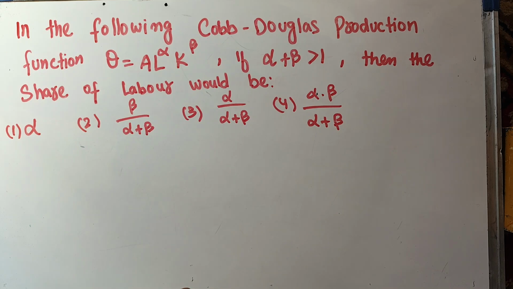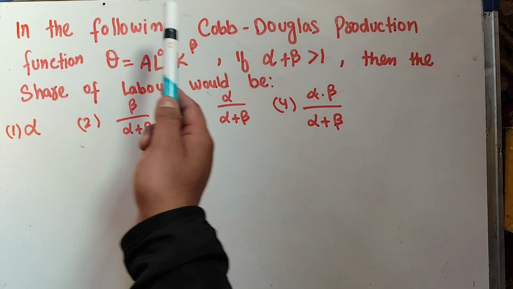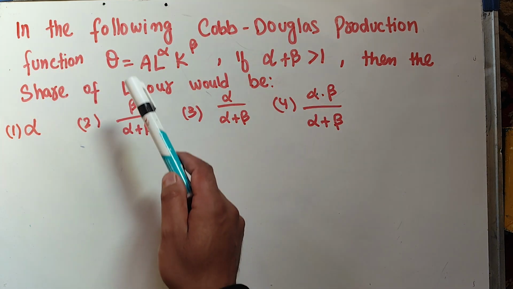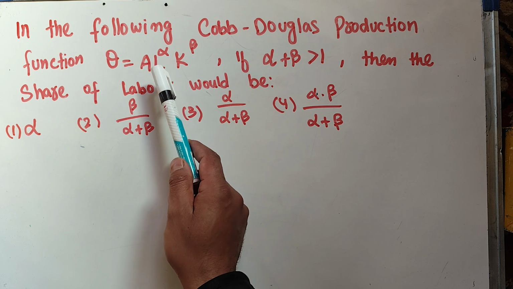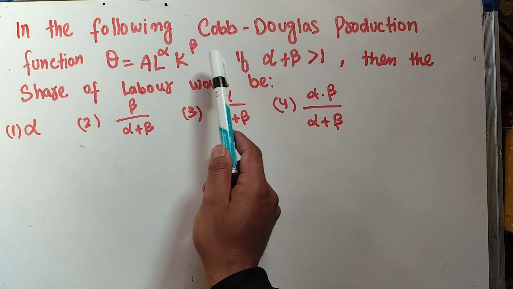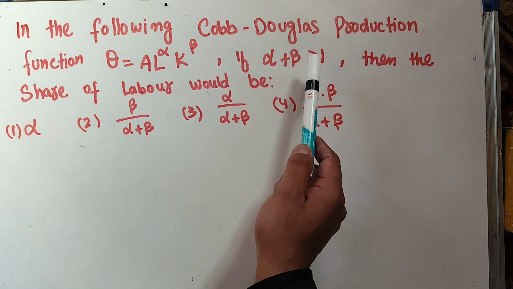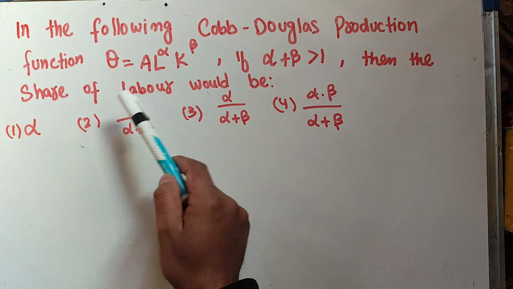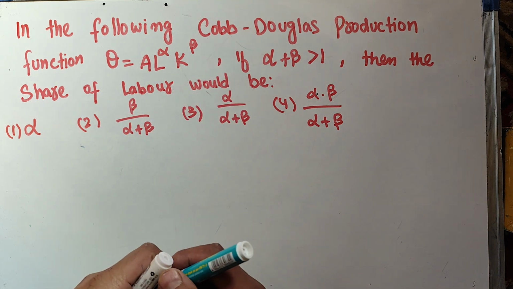In this video, we will learn how to find out the share of labor in the total output from the given Cobb Douglas production function. The question is, in the following Cobb Douglas production function, Q is equal to A times L to the power alpha times K to the power beta. If the sum of alpha and beta is greater than 1, then the share of labor would be, options are being given. We need to find out the correct option.